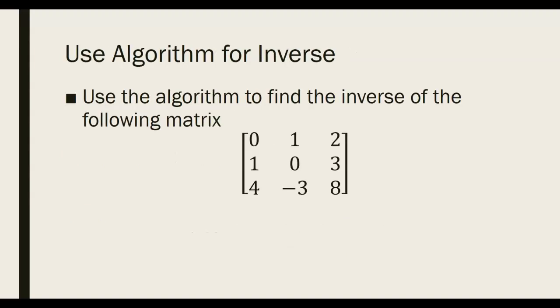So let's go ahead and use the algorithm to find the inverse of this matrix here. This is a 3 by 3 matrix. Notice we could not have utilized the thing we learned before, because that was only for the 2 by 2 case. Now, you can push pause on the video if you'd like. Try to do that if you understand it. Otherwise, I will do this in about 4 or 5 seconds.